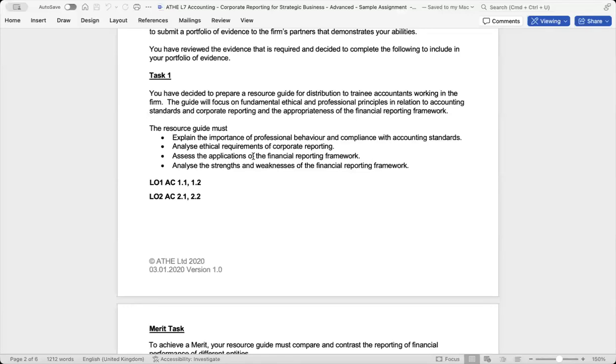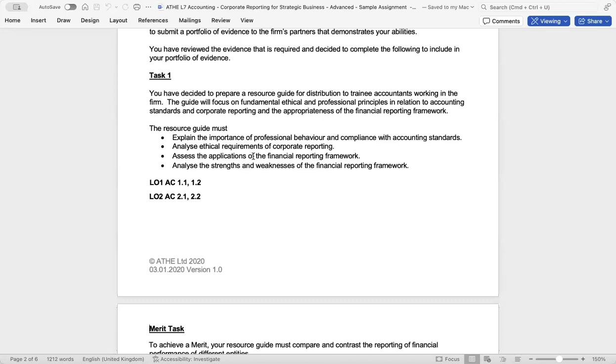So, first of all, its objective, which says prepare a resource guide for trainee accountants in the firm, focusing on fundamental ethical and professional principles in relation to accounting standards and corporate reporting, as well as the appropriateness of the financial reporting framework. So, the resource guide must include professional behavior and compliance with accounting standards.